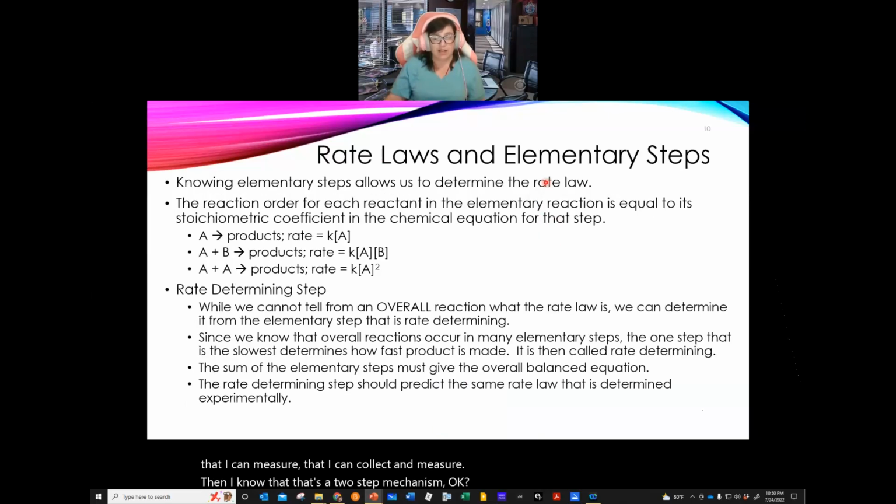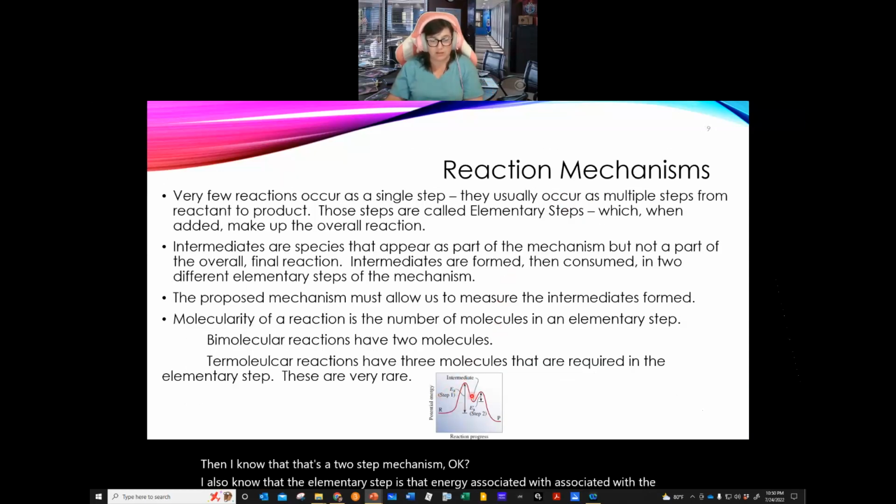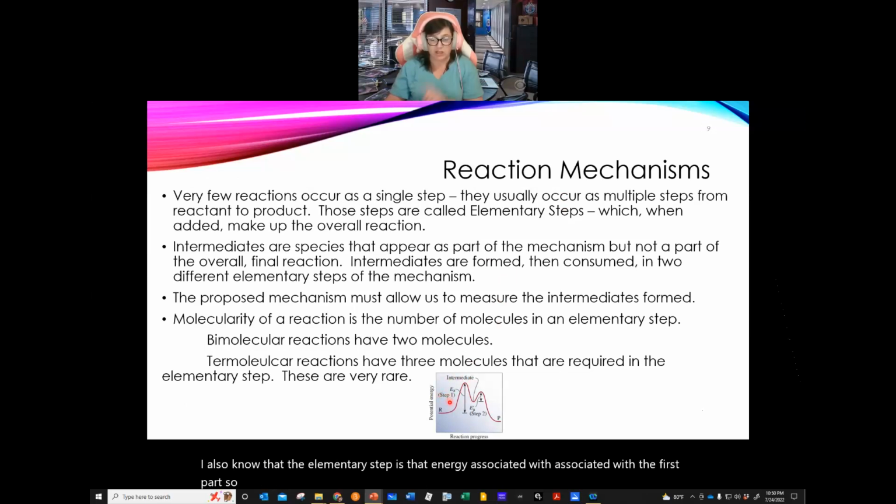I also know that the elementary step is that energy associated with the first part. So this hump right here is associated with the first elementary step. This hump right here is associated with the second elementary step. So there are 2 elementary steps that are required to get me from reactant to product. Okay.